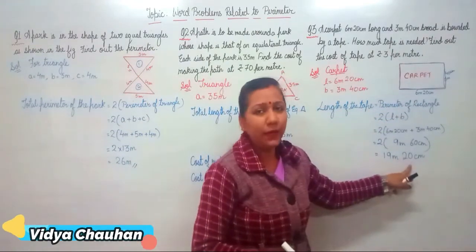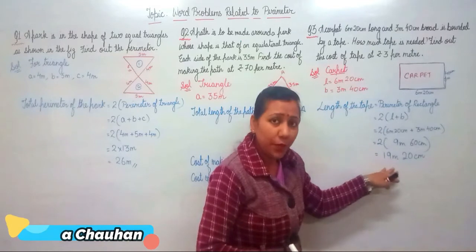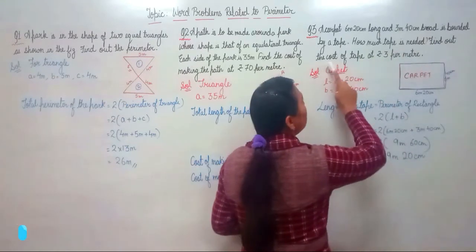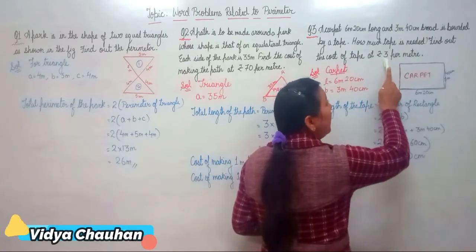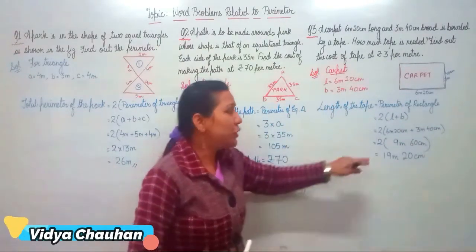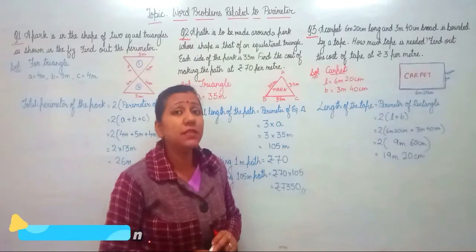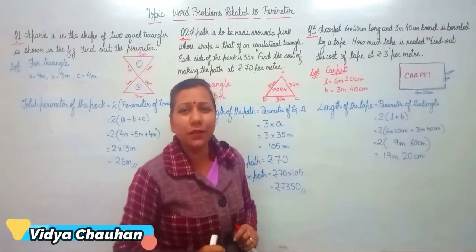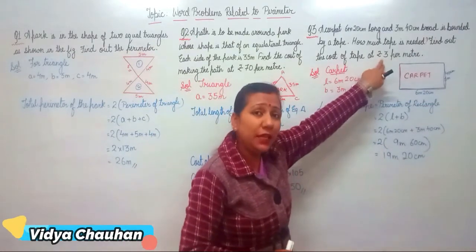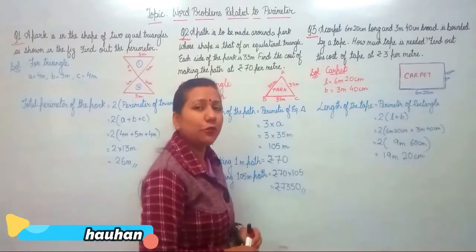19 meter, 20 centimeter. So till now we have calculated the length of the tape required, but at the same time there is one more thing attached here. Find out the cost of the tape at the rate of rupees 3 per meter. Also you have to find the cost of the tape which we are putting all around the carpet. The cost of the tape is given as rupees 3 for 1 meter. So for 1 meter of tape we have to pay rupees 3. How much do we have to pay for 19 meter and 20 centimeter of the tape?